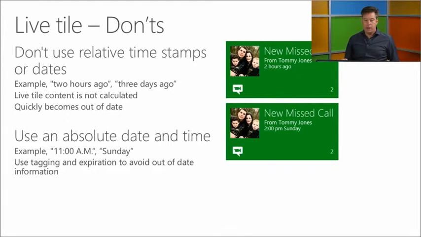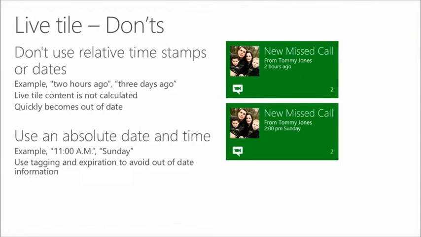Another thing that's not good to do is don't use relative timestamps or time and date. In this case it says there's a missed call 2 hours ago. But the thing is, you don't have real control over when this is updated, so the data can get stale. I see 2 hours ago, but it might be longer. So use absolute date and time, so I can make the calculation myself as a user and it's still valuable for me.